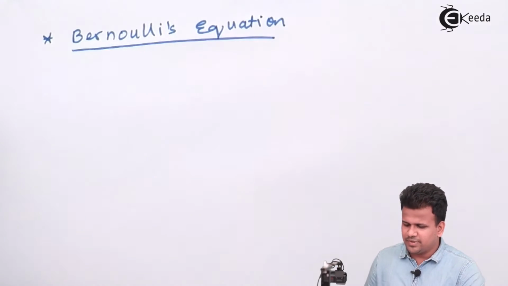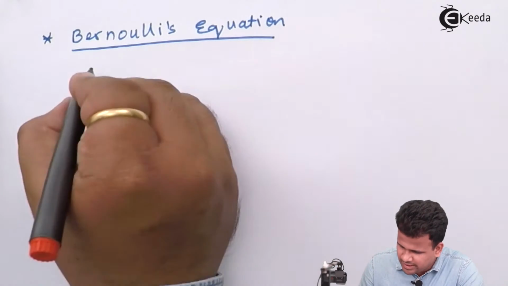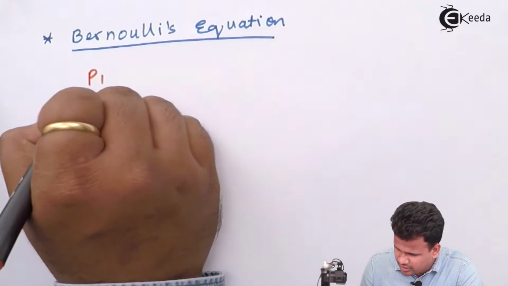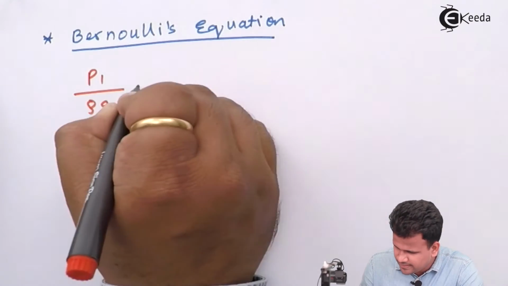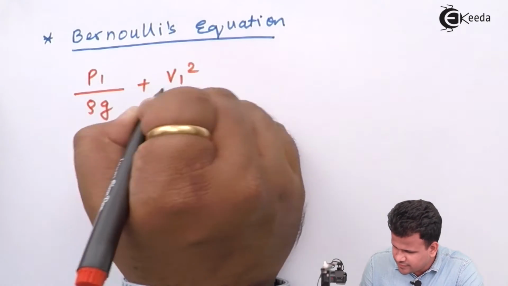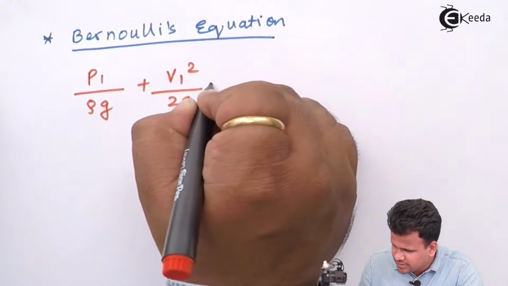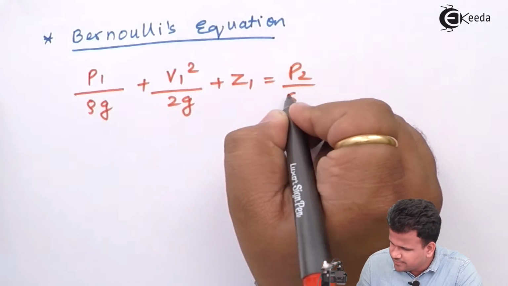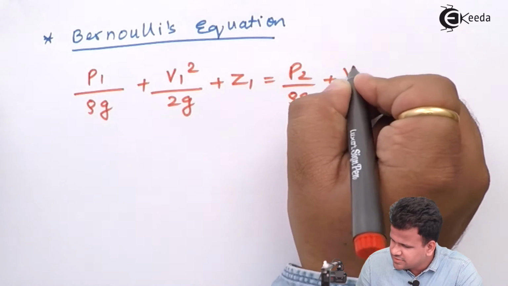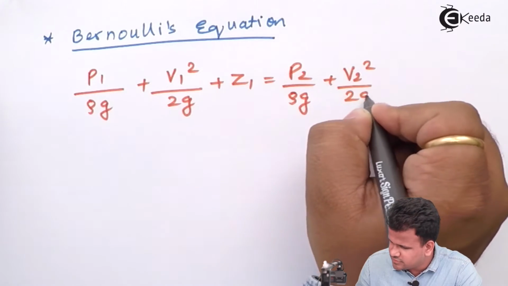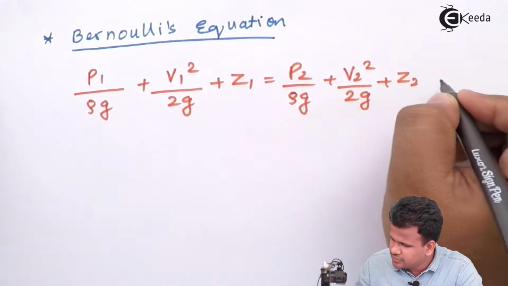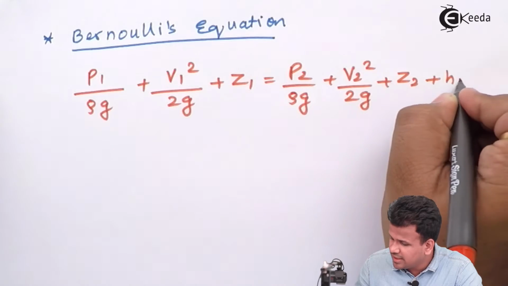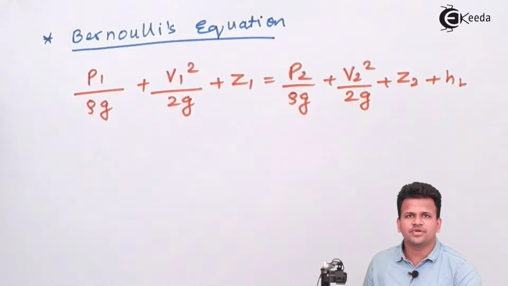So now, keeping this into consideration, let us write down Bernoulli's equation. Applying Bernoulli's equation, what do we get? P1 upon rho G plus V1 square by 2G plus Z1 is equal to P2 upon rho G plus V2 square by 2G plus Z2 plus some head loss due to the friction.